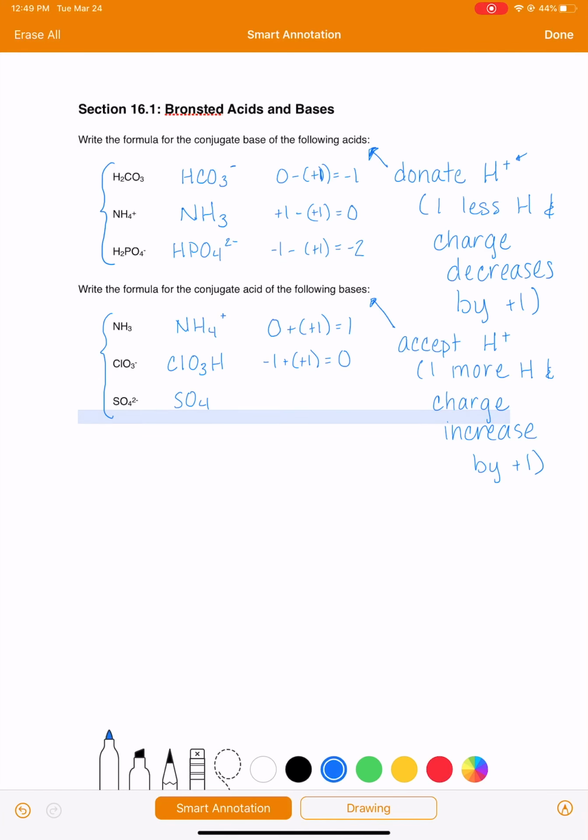For SO4 2-, we have to add a hydrogen, so now it's SO4H. The charge goes from 2-, add 1, now it's a -1 charge. It's really weird to write the hydrogens at the end of the formula. It's better if you write the hydrogens at the beginning, so instead of ClO3H, we should write HClO3. And for this guy, we should write HSO4-, because that's just how chemists normally write those formulas. But I don't think it matters that much where you put your hydrogen.